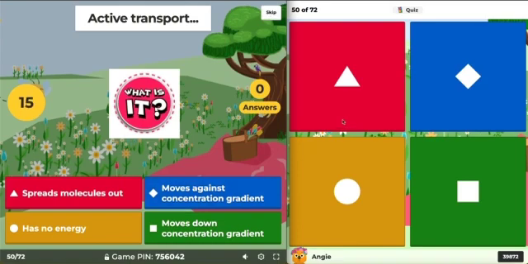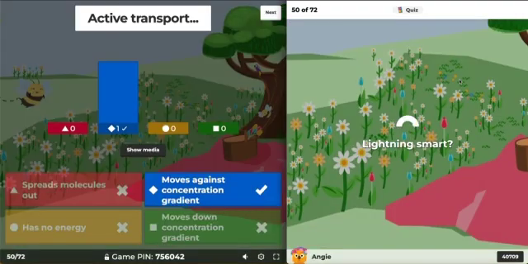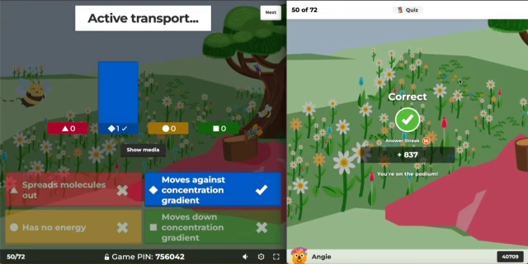So active transport is the opposite of passive transport. It's going to move against the concentration gradient. So instead of having everything be equal, it's going to want to have all that concentration in one place and not spread out. It's not going to be equal.